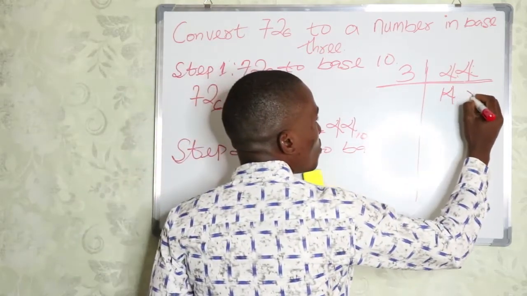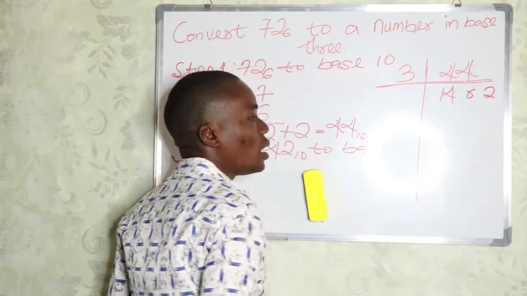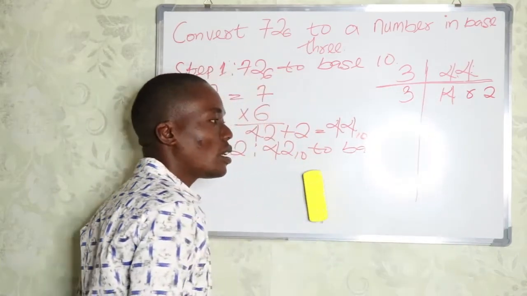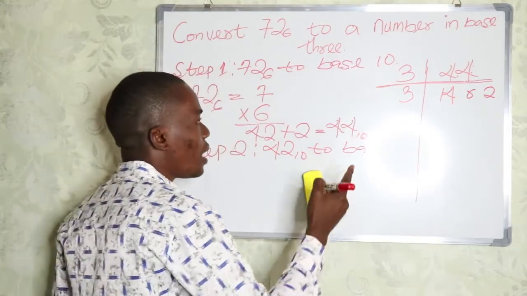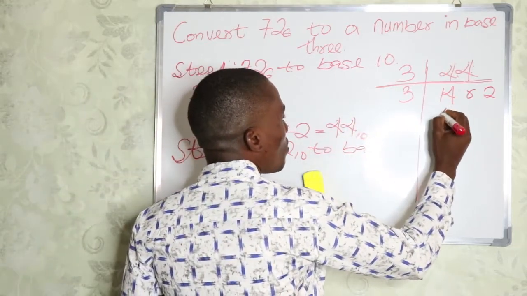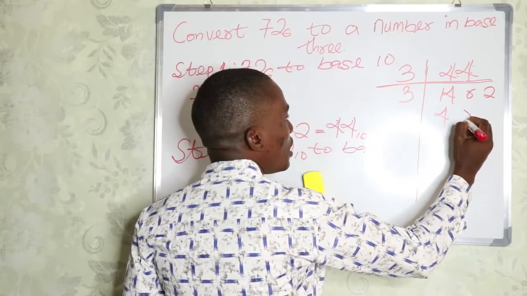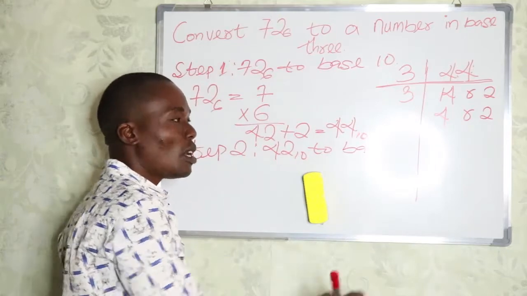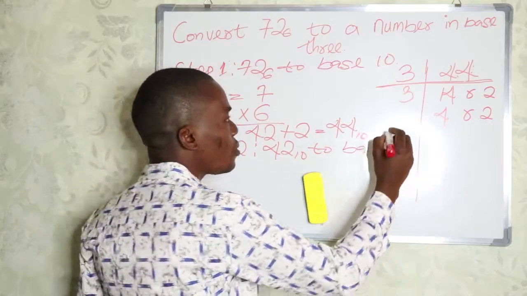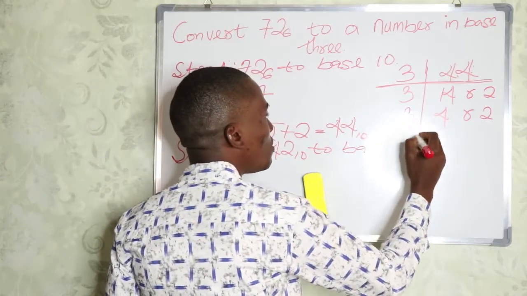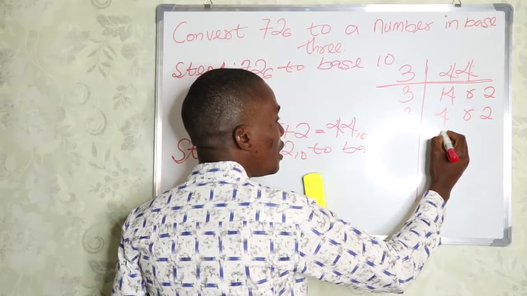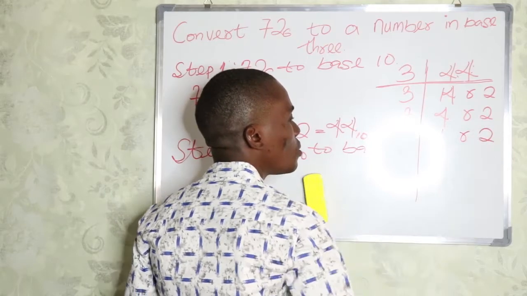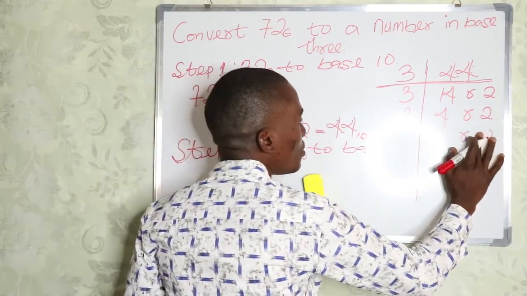Remainder 2. Now we are still going to use 3 because we are converting to base 3. 14 divided by 3 will give you 4, remainder 2, because 4 times 3 is 12, then plus 2 will give you 14. Now let's go again. We're going to use 3 to divide 4. 4 divided by 3 is going to give us what? 1, remainder 1.